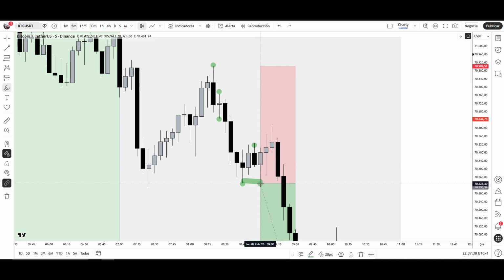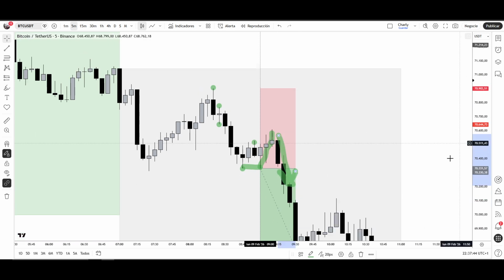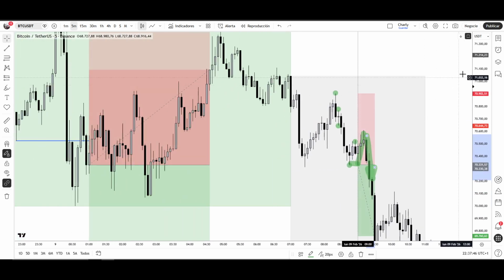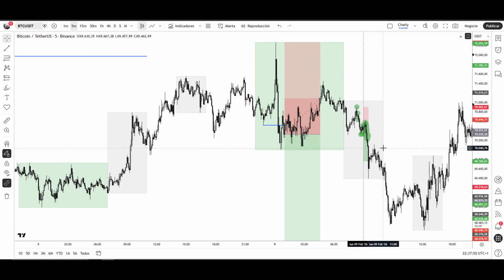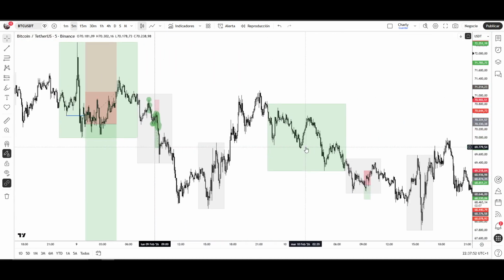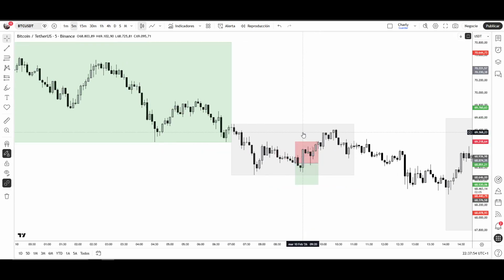Beautiful. First of all, it gives a bit of movement in the wrong direction to then melt all the way to the downside. So that's pretty dope. 3 wins in a row. That was a beautiful consecution of trades. But now let's go over the first loss, which was on Tuesday.